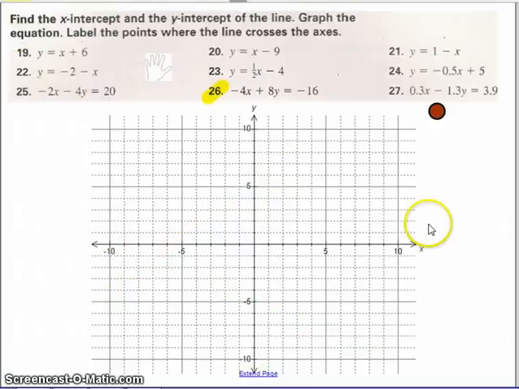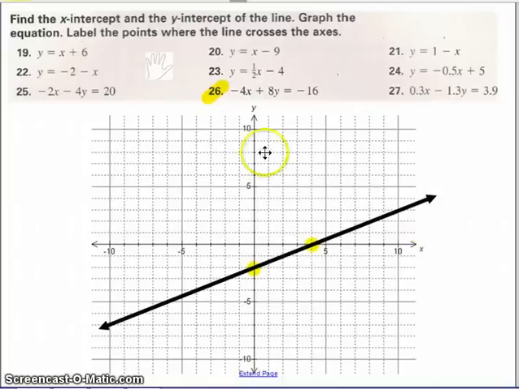Hit the pause button and go ahead and do number 26 yourself. Okay, I'm going to assume that you did that, and I hope you ended up with this graph. The way to do that, you cover up that, and you get 8y equals negative 16, or in other words, y equals negative 2, which is this point. Then you cover up this, you get negative 4x equals negative 16, or in other words, x equals 4. Draw a line through those 2 points, and that's your graph.